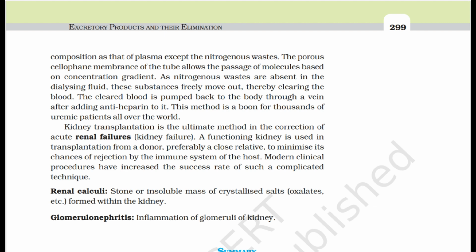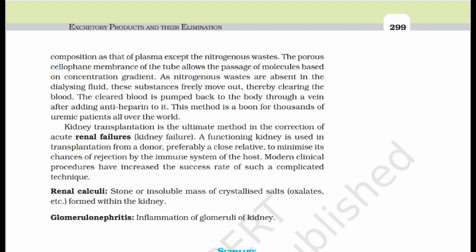Kidney transplantation is the ultimate method in the correction of acute renal failures, kidney failure. A functioning kidney is used in transplantation from a donor, preferably a close relative, to minimize its chances of rejection by the immune system of the host. Modern clinical procedures have increased the success rate of such a complicated technique.